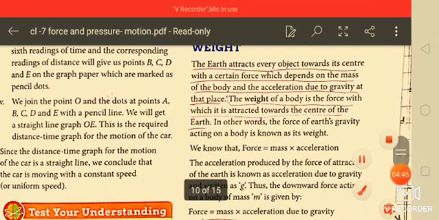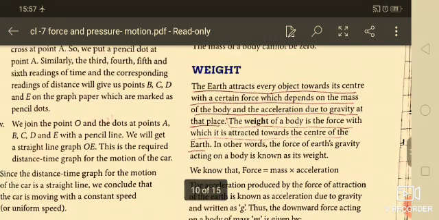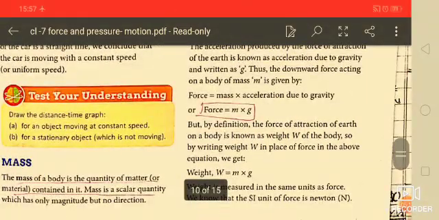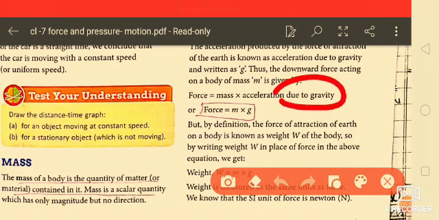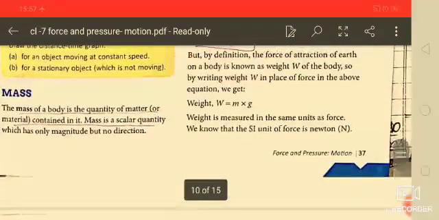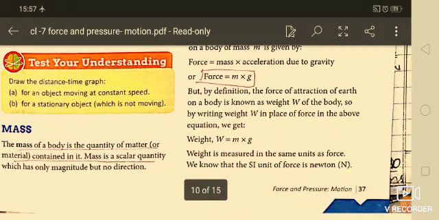And the weight: you know that the earth attracts everything towards itself, towards its center. The weight of the body is the force with which it is attracted toward the center of the earth, that is called the weight. We know that force is equal to mass into acceleration. Here the acceleration is due to gravity, so a is denoted as g. So weight W is equal to m into g, you will find here.